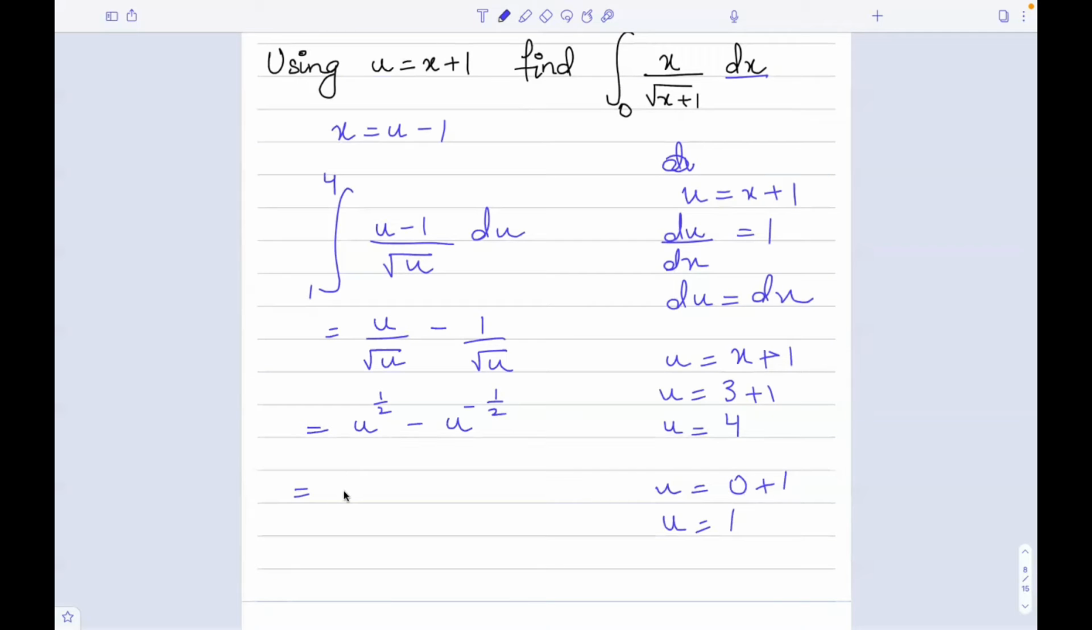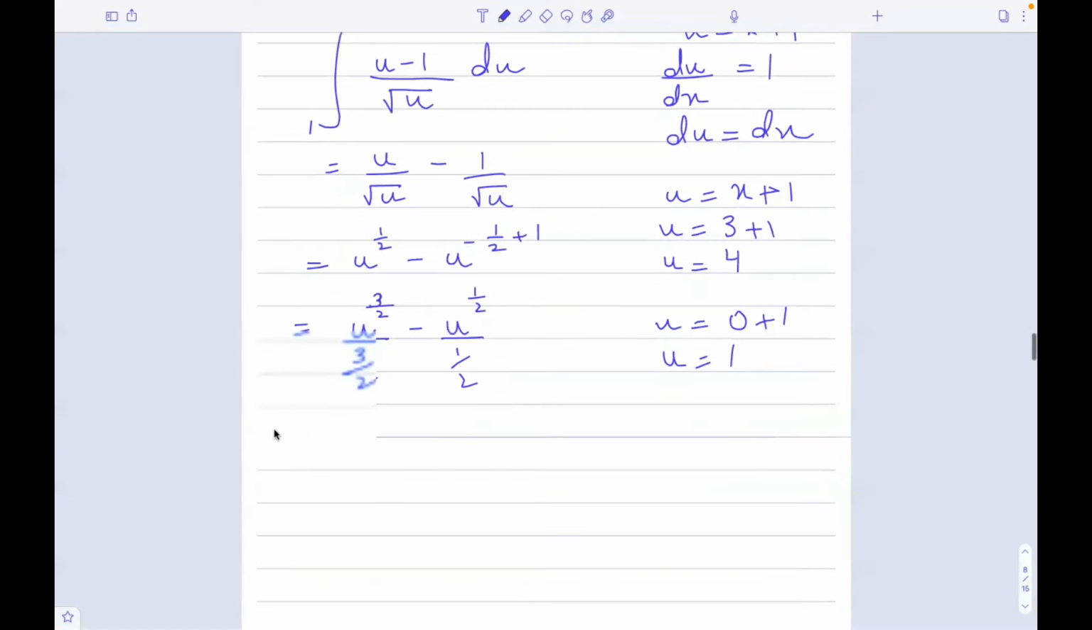Integrating u to the power 1 upon 2, we get u to the power 3 upon 2 divided by 3 upon 2, minus, we add 1 to negative half, we get positive 1 upon 2 divided by 1 upon 2. So we have 3 upon 2 u to the power 3 upon 2 minus 1 upon 2. So bringing 1 upon 2 in the numerator, we get 2 u to the power 1 upon 2.